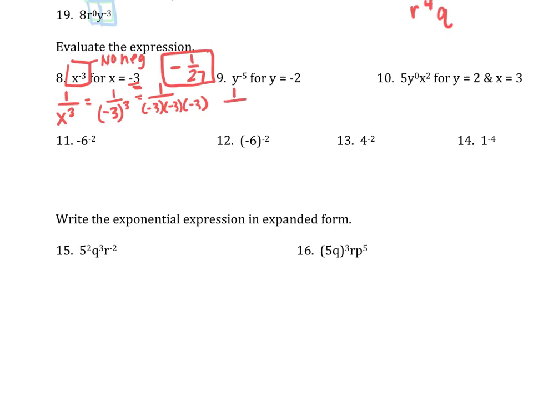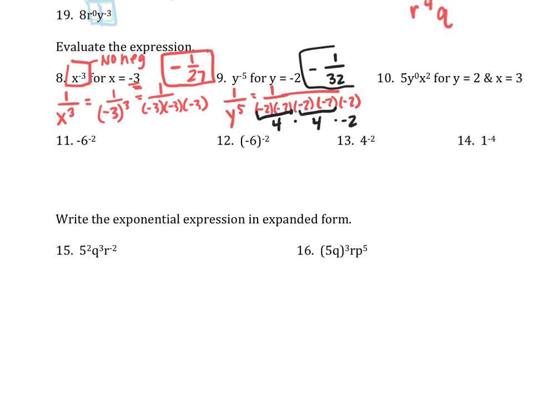We're going to do 1 over y to the 5th. And then I'm going to replace the y with a negative 2, which means I'm going to rewrite that 5 times. 2, 3, 4, and 5. All right. Now we simplify. Negative 2 times negative 2 is positive 4. Negative 2 times negative 2 is positive 4 times a negative 2. 4 times 4 is 16 times negative 2 is negative 32. So we'll end up with 1 over 32, make the entire fraction negative since the denominator was negative.